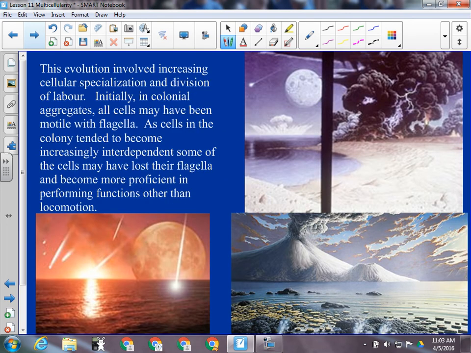All right, so essentially what happened is as we get these colonies, some cells within those colonies have things happen to them, mutations, and they become slightly different than the other cells. That's what led to the specialization. Some of them had a mutation that allowed them to do certain things better than the other cells. And the other cells kind of made up for what they could no longer do, and that led to the first true multicellular organisms. So we got cellular specialization and division of labor. Again, that's come up again here. Colonial aggregates, all cells did all the jobs. Cells in the colony tend to become increasingly interdependent, and some of the cells start doing jobs alone.